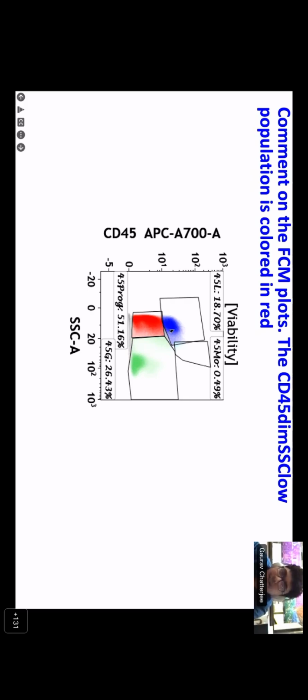So what will be these cells, Shivangi? CD45 bright and low side scatter. These may be mature lymphocytes. Correct. I'm talking about the blue cells. So you think they are mature lymphocytes? You are absolutely right. What about these cells which have quite high side scatter and CD45 appears to be dimmer? So what are these cells?